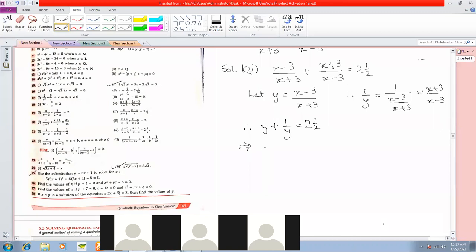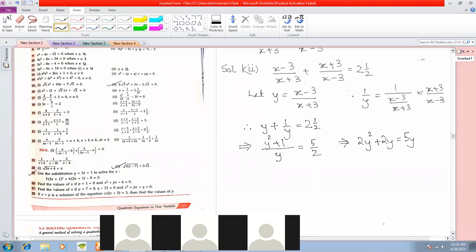So now you take the LCM here, y, you get (y² + 1)/y. And you convert this mixed fraction to an improper fraction, you get 5/2. Now you cross multiply. You get 2y² + 2 = 5y.